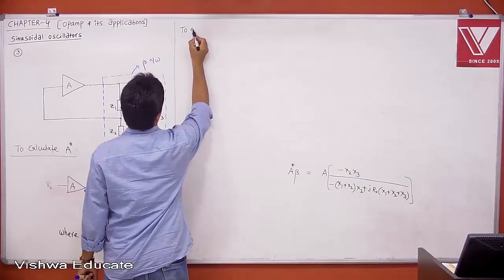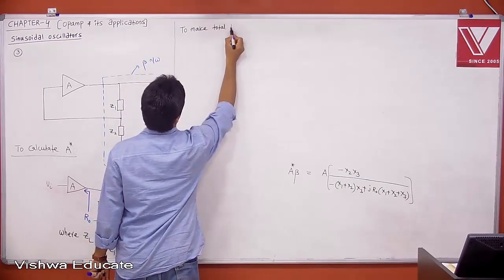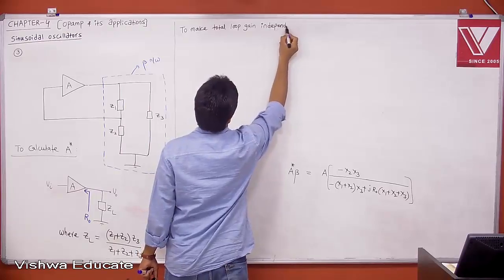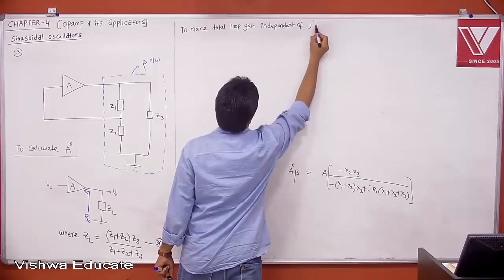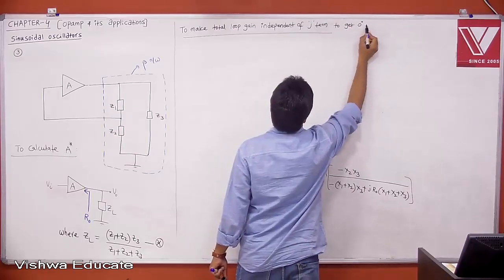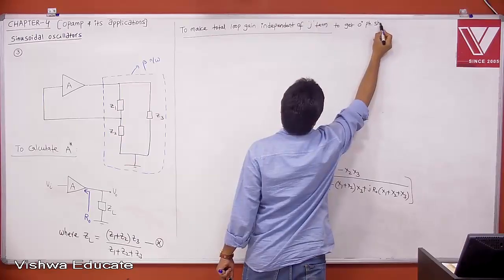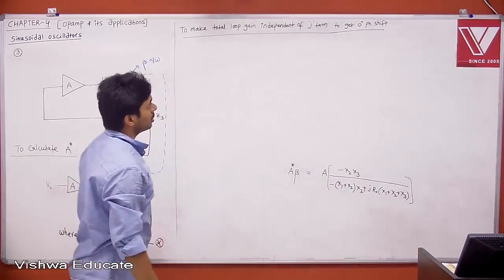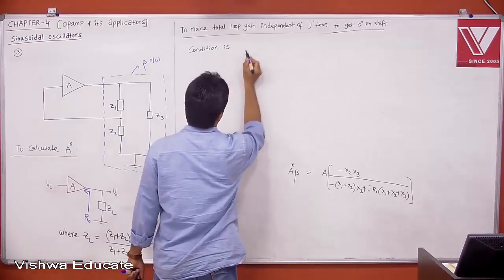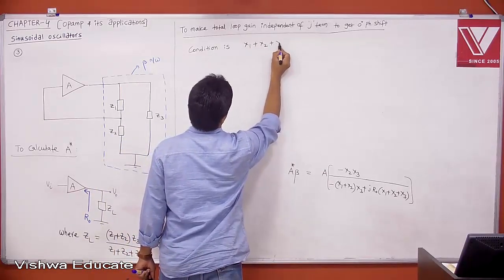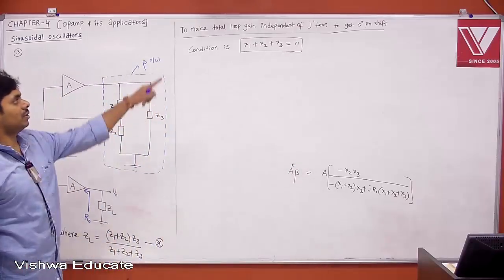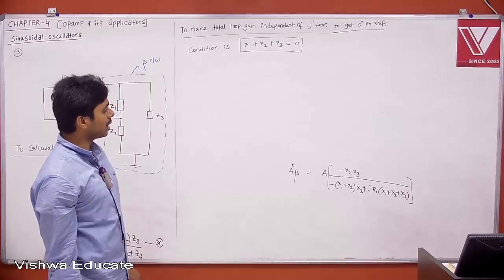To make total loop gain independent of J term, to get 0 degrees, not 180 degrees, because this is total loop gain, 0 degrees phase shift. Okay, this is the heading. Therefore, what is the condition? The condition is x1 plus x2 plus x3 is equal to 0. This is the condition. That condition will give you the resonant frequency. That part we will see later, right? But that is the condition.